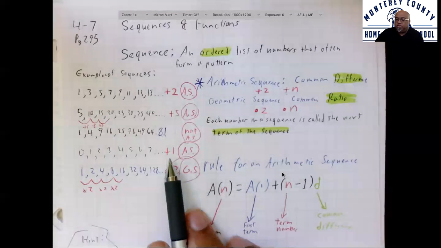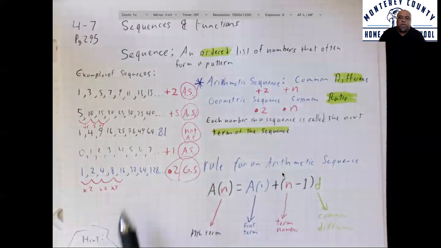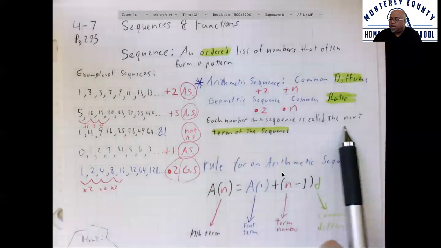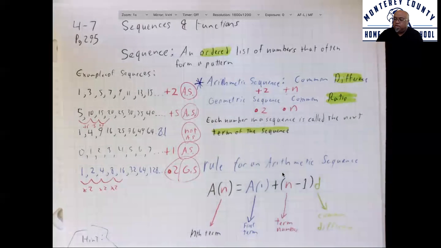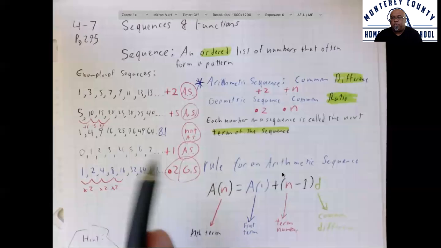This one is an arithmetic sequence. Obviously, it's just regular counting numbers. So under the category of whole numbers, you just add 1 each time. And this one's a geometric sequence because we multiply by 2 to get to the next term. Okay? So I also want to remind you, each number in a sequence is called a term of the sequence. So 4 would be a term of the sequence, 5 would be the next term of the sequence. So each number is referred to as a term.